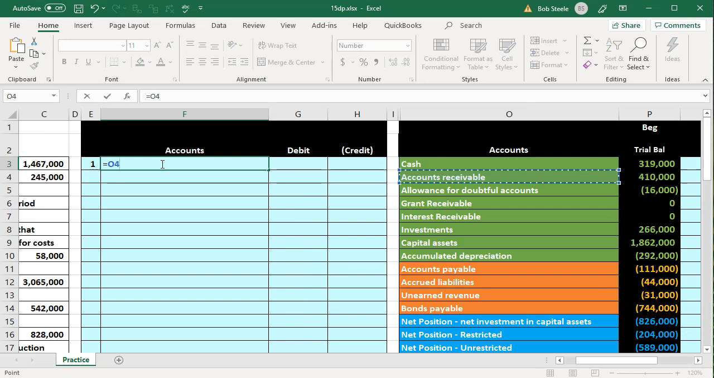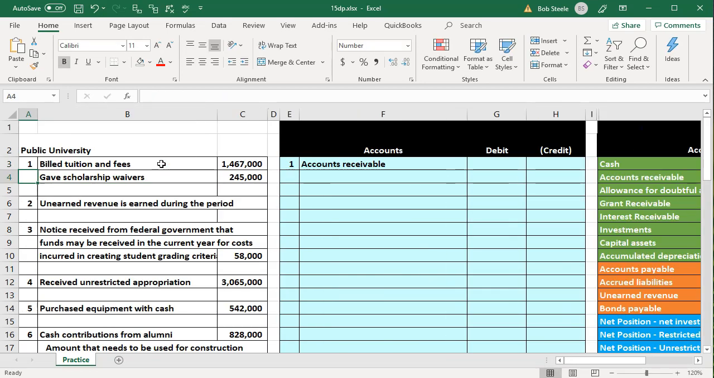So accounts receivable is going to be going up. It's going to be going up not by the full balance here, but the net between the two, because we gave these scholarships, which means we're not ever going to get the cash. Therefore, we're not increasing accounts receivable by the $245,000 amount. So we're going to say it's going to be equal to a debit equal to this $1,467,000 minus the $245,000. Okay, and then we're going to have the tuition and fees, discounts, and allowances, which will be representing that $245,000 that was given for the waivers.